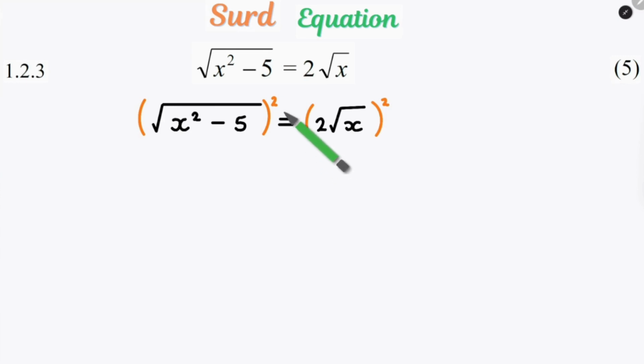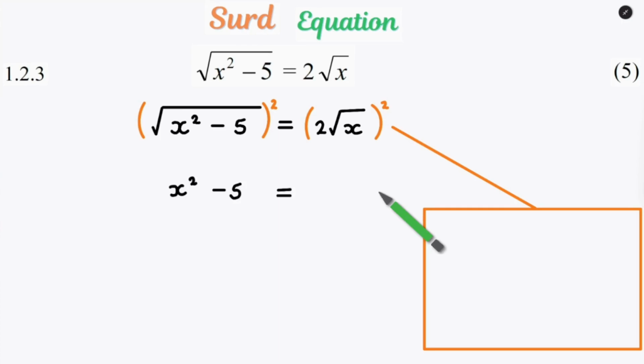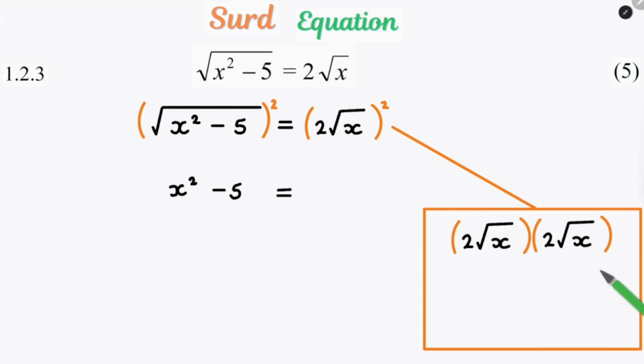Now on the left hand side, this square cancels with the square root, and we are just left with what is underneath the square root at the moment. And on the right hand side, we're going to analyze this a little bit further. So if I'm squaring something, I'm multiplying it by itself. So I'm just going to duplicate that bracket over there.